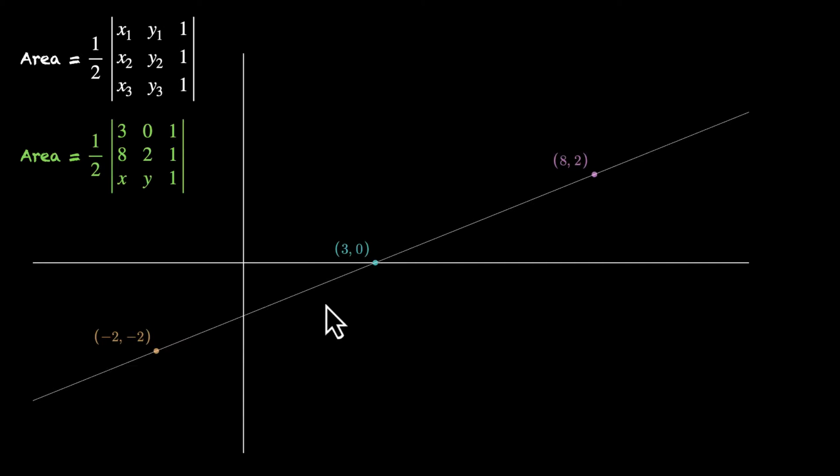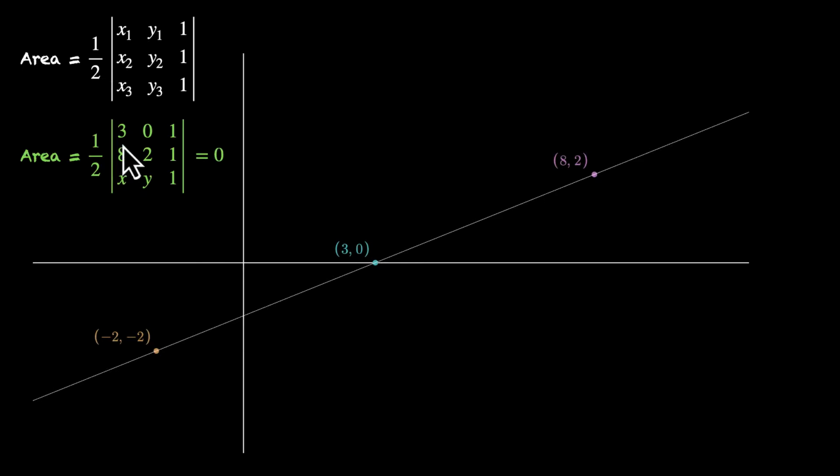Area will be half of... let's say this is our first point, so we have 3, 0, 1. This is our second point, so it's 8, 2, 1. And the third point is variable, so we take this as x, y, and 1. Now the points are collinear, which means the area is 0.